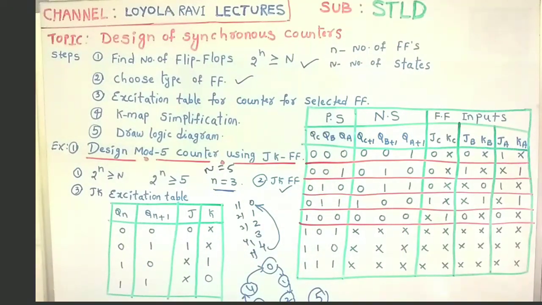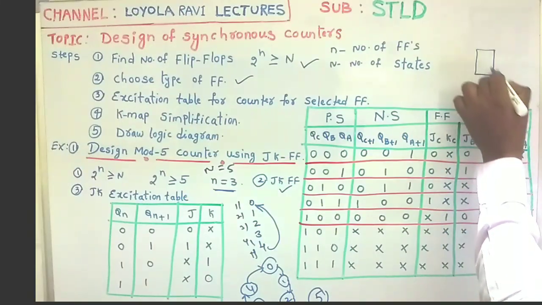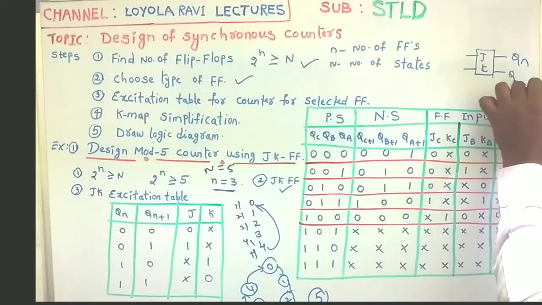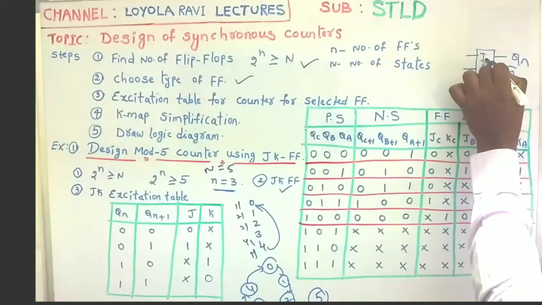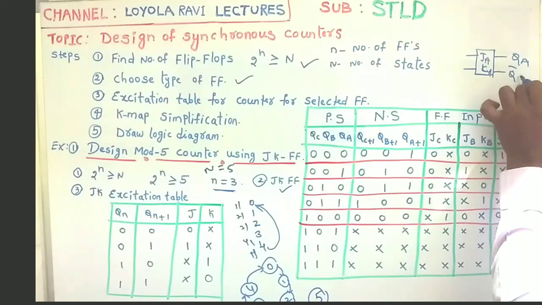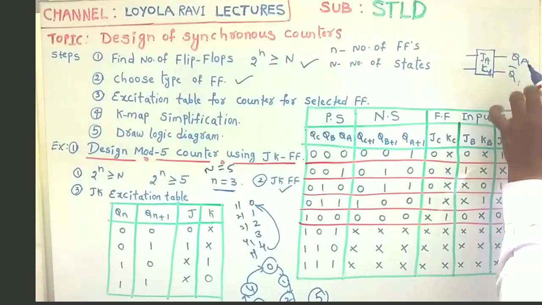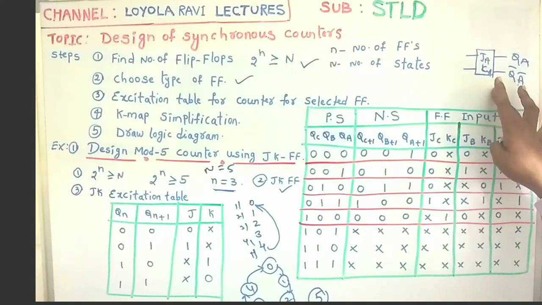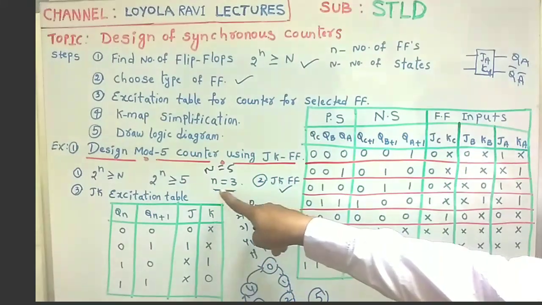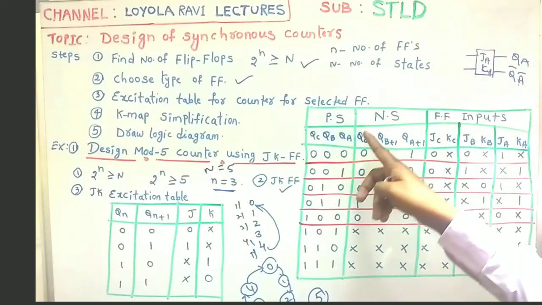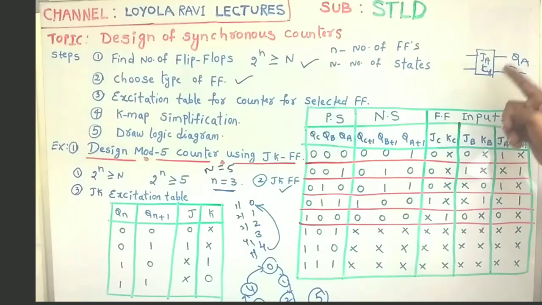For example, I am taking one flip-flop with inputs J, K and outputs QN, QN bar. Otherwise I am taking JA and KA, then the outputs are QA, QA bar. Like this we have outputs for a single flip-flop. Here we are using 3 flip-flops. It may be JA, KA or J1, K1. So I am taking 3 flip-flops as JA, KA, JB, KB, JC, KC.